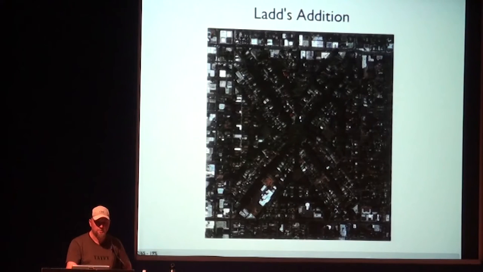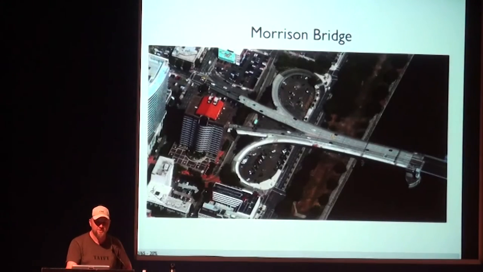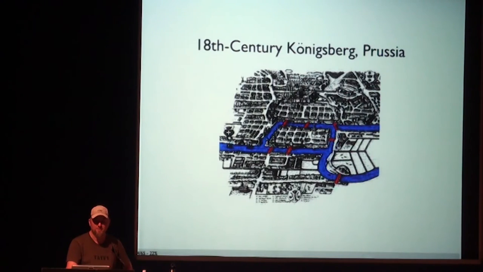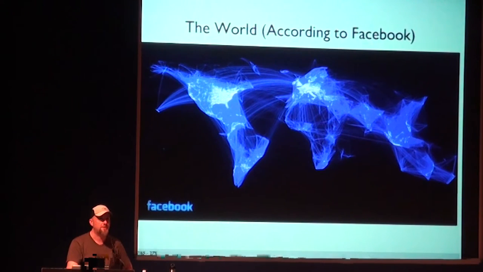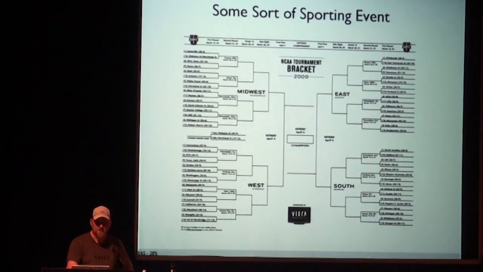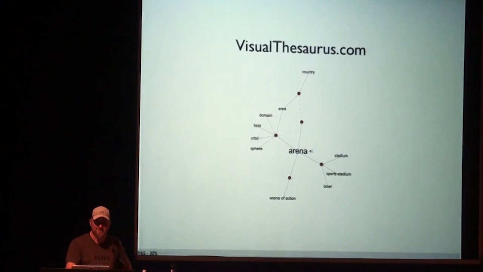This is the neighborhood where I live in Portland, Oregon. It's fantastic. Lots of trees, and everybody gets lost because it's not on the grid. Some friends of mine have called this the vortex of Portland. Nearby, there's a bridge. Here's a drawing of Königsberg, Prussia, a family tree, a social network, a really fun graph they generated at Facebook a while back showing connections between cities. Some sort of sporting event, I assume. Not in my milieu. And a fun screenshot from Visual Thesaurus, which is a really fun little thing to load up at parties if you load it up 10 minutes beforehand because it's in Java.